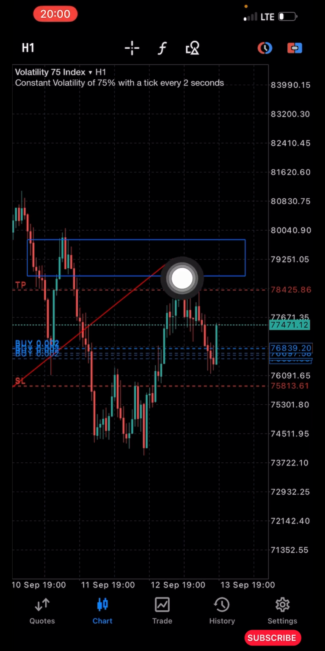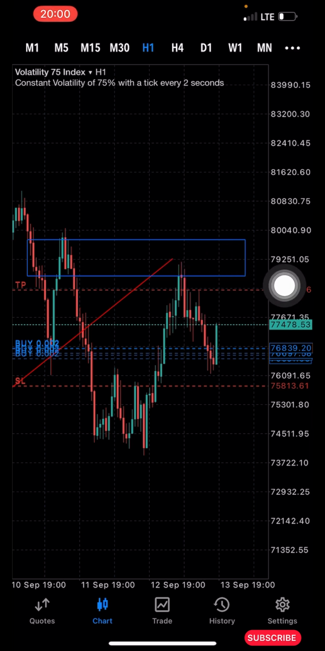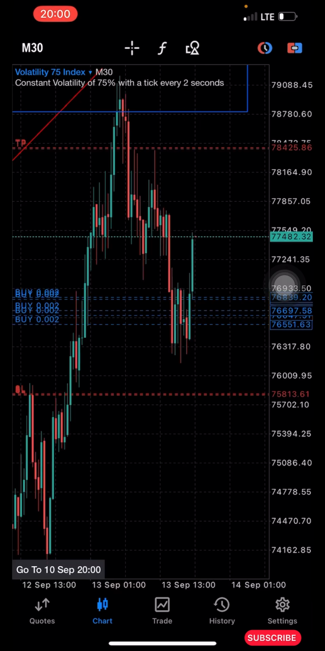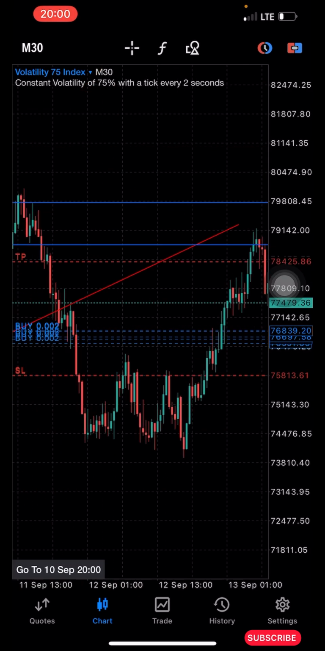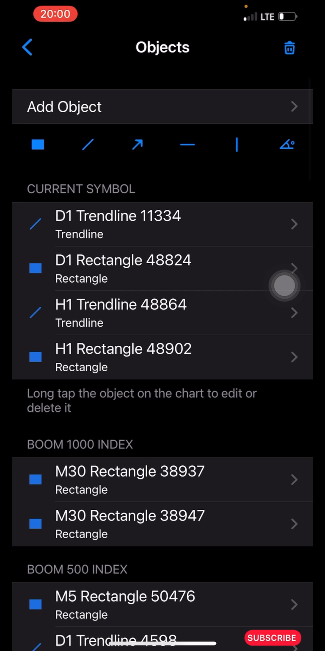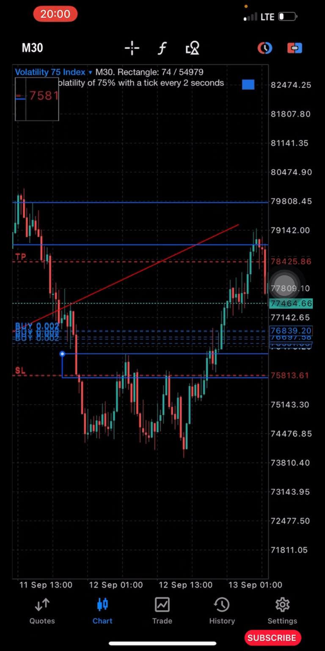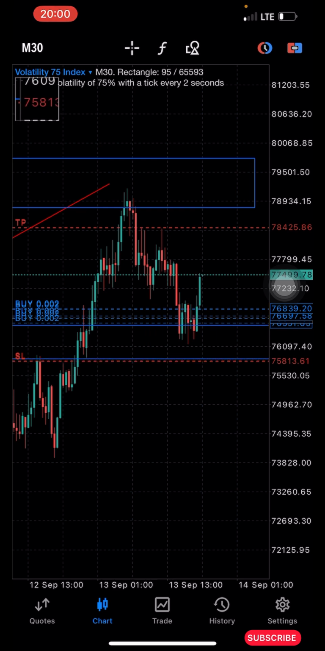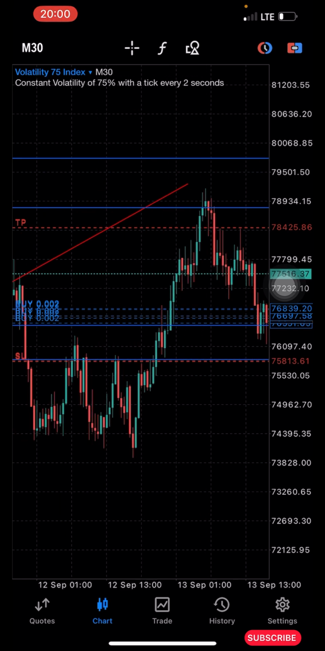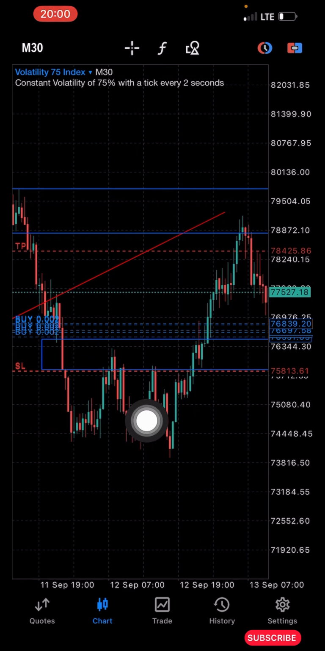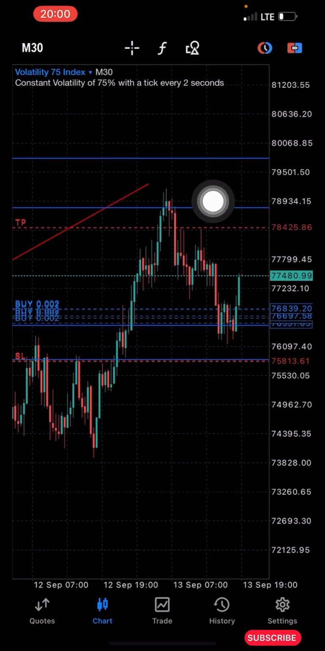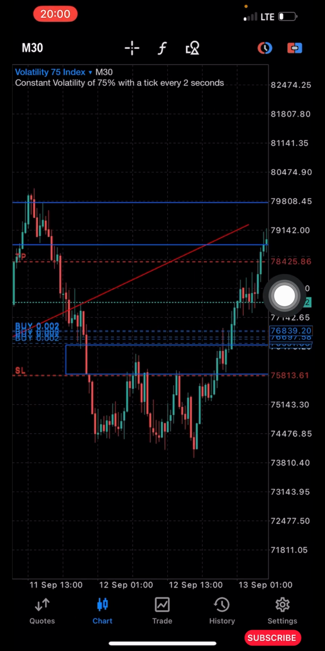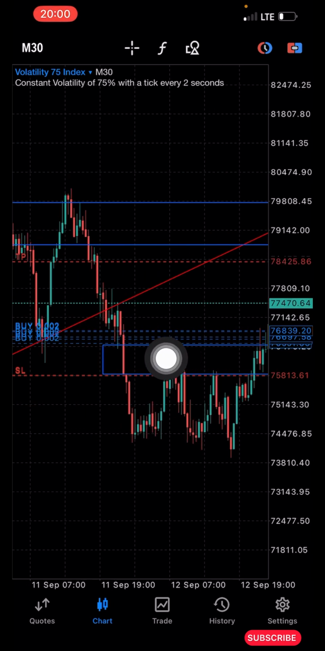There is a resistance here, and also the reason why I took this entry is that I stepped down to the 30-minute time frame. Here on the 30-minute time frame, you can see that there is a support area, a support and resistance zone around this area. When price was going for the retest, it found resistance here and bounced back. So this support here was tested multiple times.